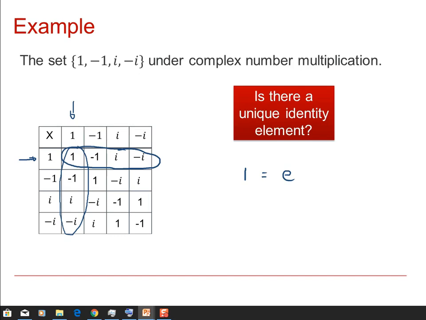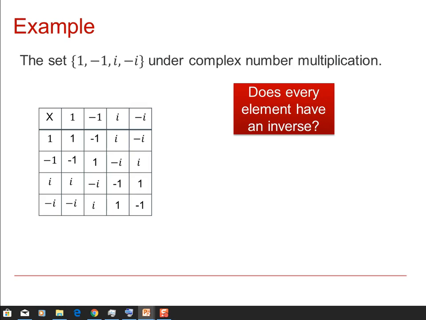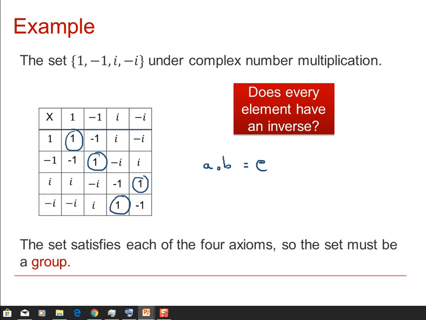And finally then we need to check the idea of an inverse. So that means that we need to have for all values A, B, remember A combined with B is equal to the element E, so we need to check for every element that there is a value which gives us E. And so for 1, it's 1 itself, negative 1 produces 1, and then for i, we've got negative i, and for negative i, it is i. So as it satisfies all of the axioms, then this is a group.